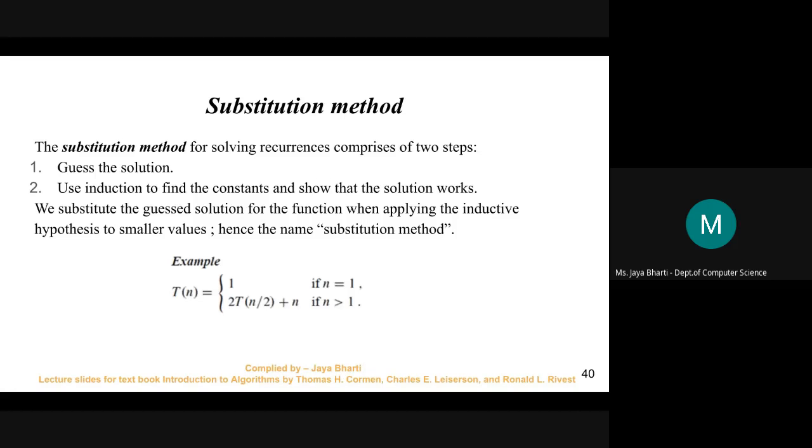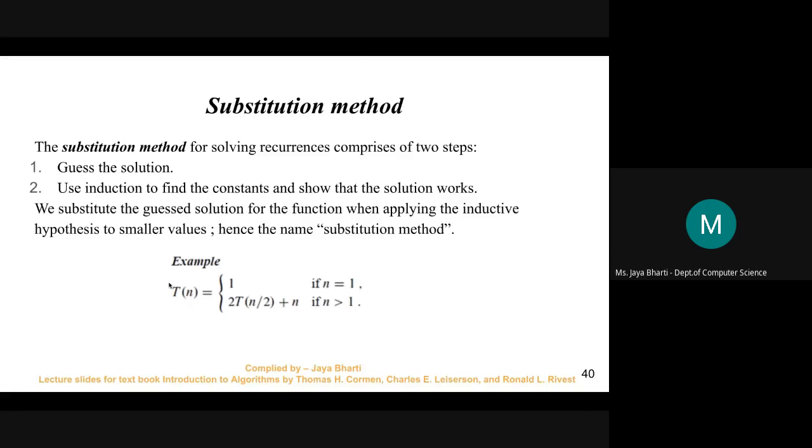Okay. So after guessing the solution, you need to substitute the solution that you have guessed in the current given recurrence relation. Okay. So in that way it works. So the first step is you need to guess the solution, then use induction to find the constant and show that solution works. So we will substitute the guessed solution for the recurrence relation.